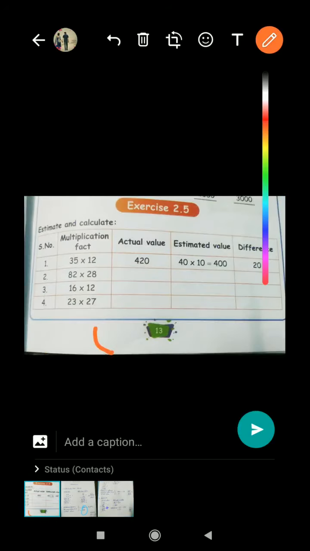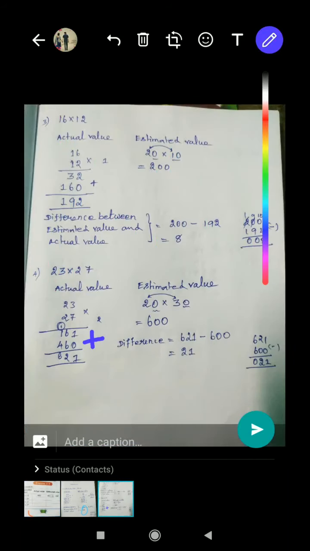And the fourth sum, 23 into 27. Look at the answer. First we have to find the actual value. 23 into 27. 3 7s are 21, put 1 in the 1's place. Okay, then 2 carry and 2 sevens are 14 plus 2, 16. Okay, then coming to the 10's place, put 0 in the 1's place, 2 3s are 6, and 2 twos are 4. To add, 1 plus 0, 1, 6 plus 6, 12, 2 here, and 1 carry. So 1 plus 1, 2, 2 plus 4, 6.